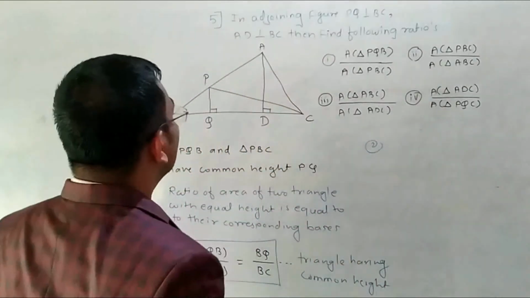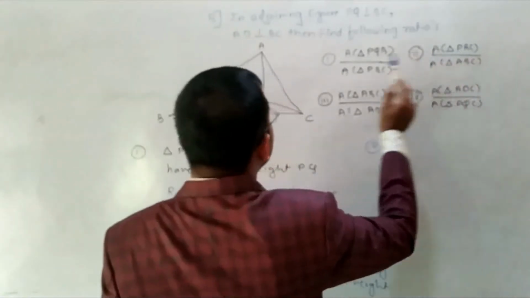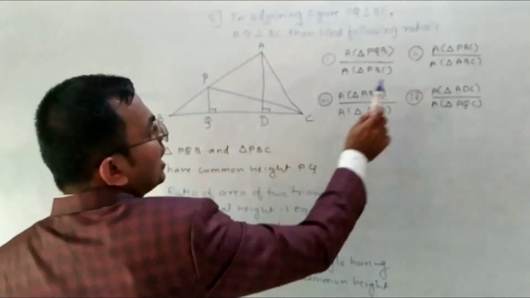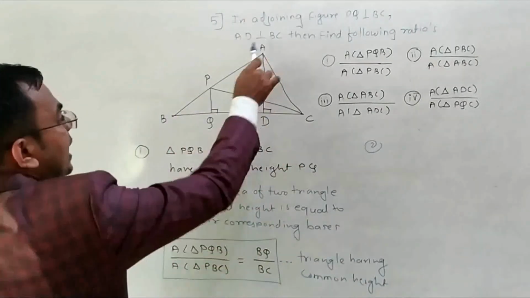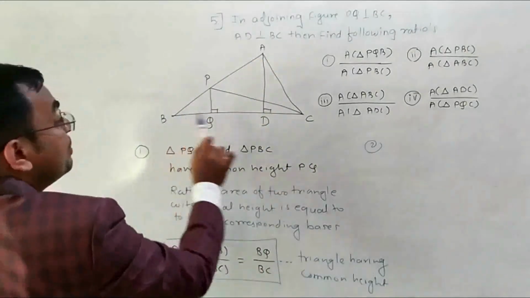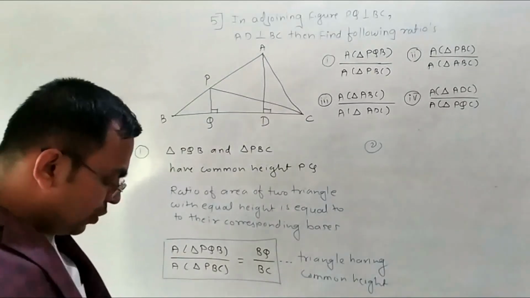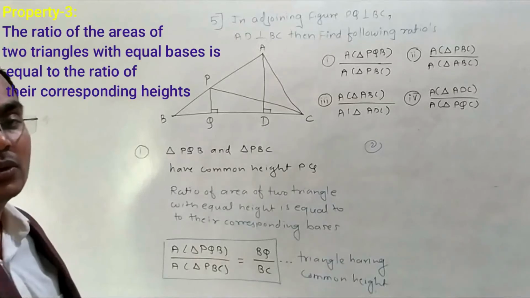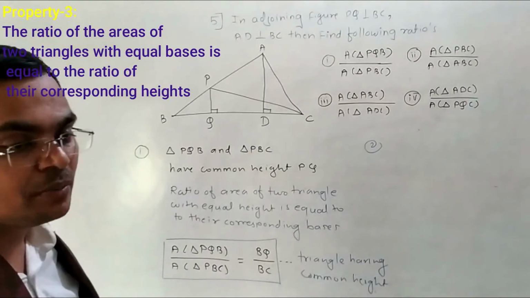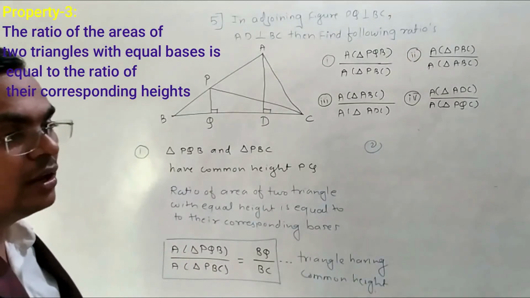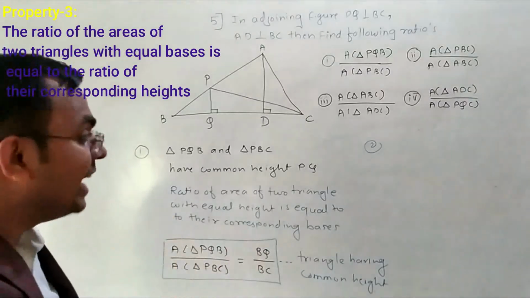In sub question number 2, we have to find out the ratio of area of triangle PBC and ABC. So triangles PBC and ABC have common base BC. So we will use the property of condition number 2. So what is condition number 2? Ratio of area of two triangles with equal bases is equal to the ratio of their corresponding height.